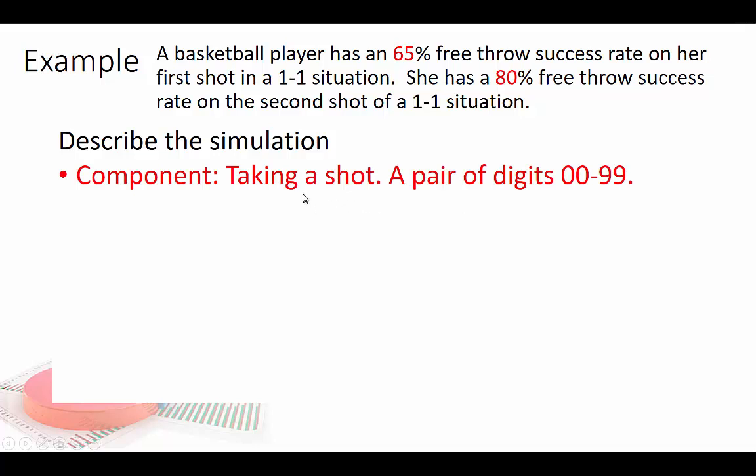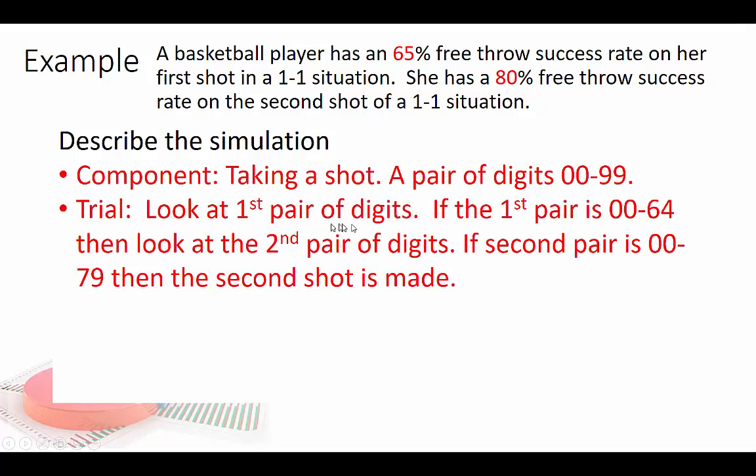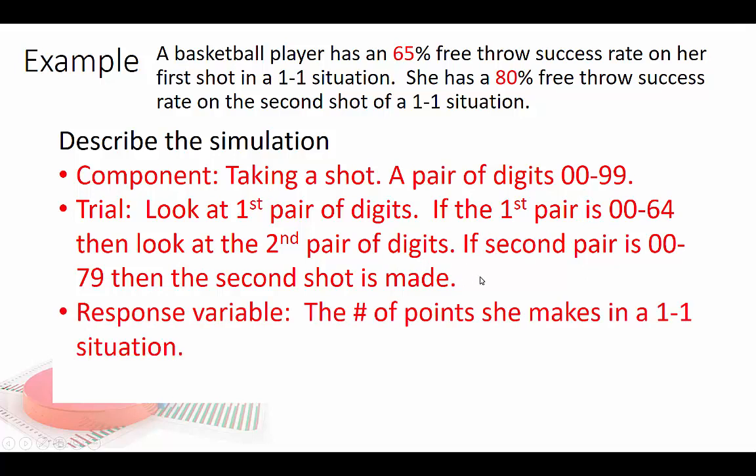So the component's pretty much the same, taking a shot, pair of digits, 00 to 99. For the trial, we look at the first pair of digits. If the first pair is 00 to 64, she made it. And then we go ahead and look at the second pair of digits. If it's 00 to 79, she made the second one. If it's outside of those for either one, she misses. So the response variable is the number of points she makes in a 1-on-1 situation. And the statistic is the mean number of points.